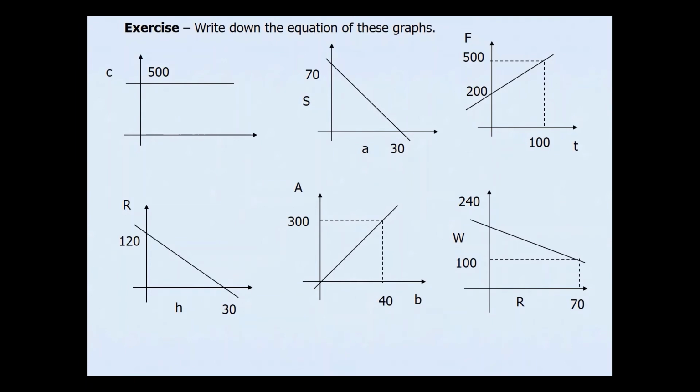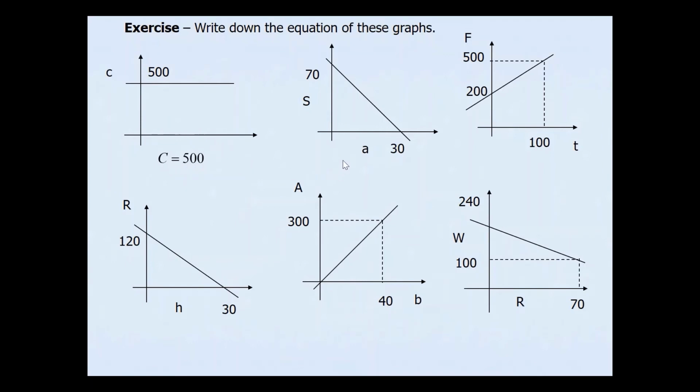Now you can try and work out the equations of these linear graphs. Please check your answers. The first one is a horizontal line. A horizontal line means the gradient will be 0. So 0 times x becomes 0. That's why we only have the y-intercept value in this case, which was 500. So c, which is the cost, is equal to 500. There's no x in this case because 0 times x becomes 0. So that's just pretty basic.